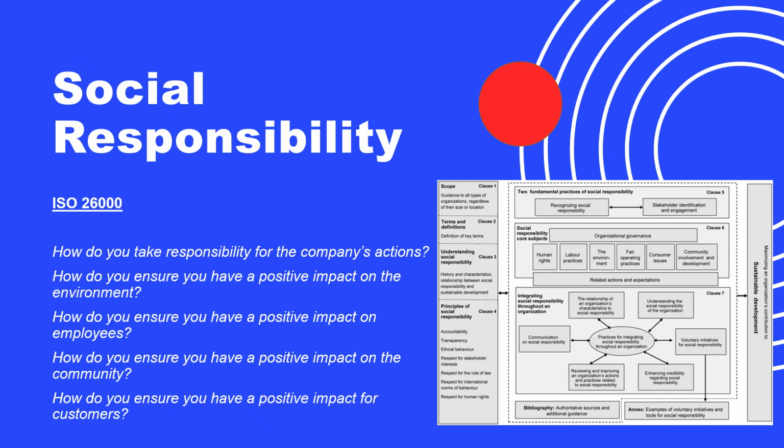Now consider your social responsibility with ISO 26000. This goes beyond what you are doing within the company and how you take responsibility for the company's actions. Social responsibility is key because it impacts how you deal with your environment, your employees, your community, your customers, all of the externalities that an organization works with. Having a positive impact is important to be sustainable. Having a negative impact means that you aren't supplying what you are taking from it.